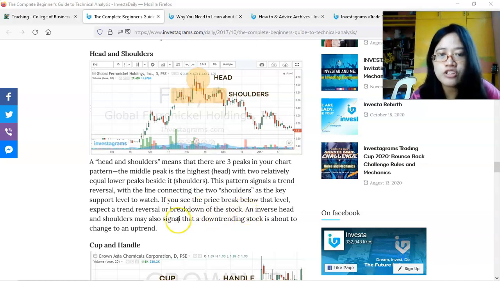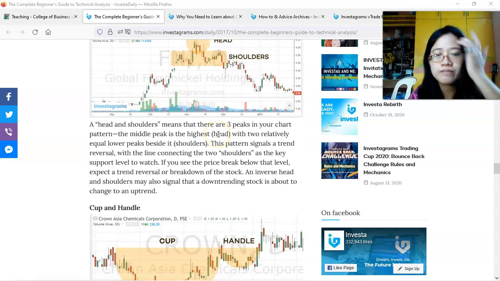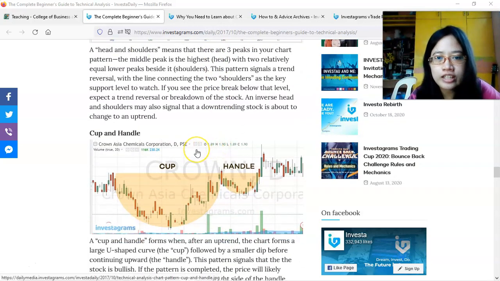of the stock. An inverse head and shoulders may also signal that a downtrending stock is about to change to an upward trend. Okay, so kapag nakita mo yan, normally yung kasunod nito ay pababa, downtrend na siya. Or kung baliktad naman, meron ka ditong head, tapos may shoulder ka dito, na dalawa. So, kapag gano'n naman, ang possibility, kasunod nitong shoulder na nandito, pataas, upward trend na. Kapag baliktad nitong head and shoulders. Okay? Tapos, meron tayong tinatawag na cup and handle. So, you have this deep dive, tapos nagtaas din naman ulit.